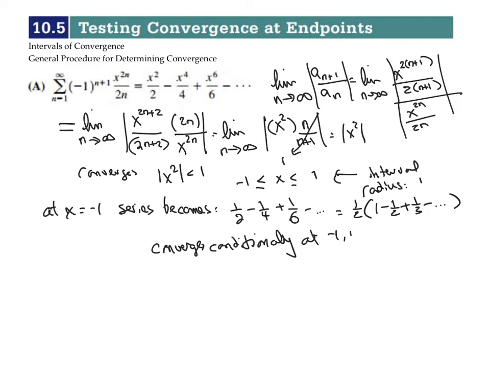So to answer all of their questions, the interval of convergence is -1 to 1. It converges, I'm sorry, I said that wrong. It converges absolutely from open -1 to 1. It converges conditionally at -1 and 1. All right, and the radius of convergence is 1. Let's take a look at example B.